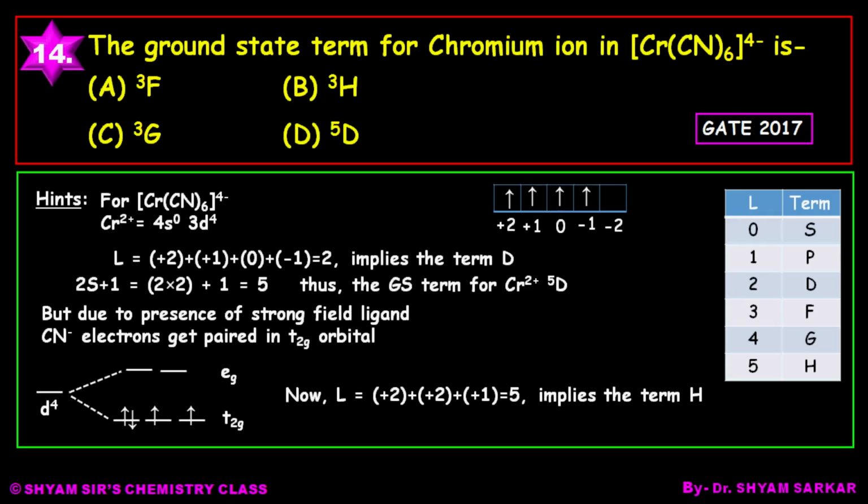Now you have to see the spin multiplicity, total spin multiplicity 2S+1 equal to 3, because here there are 2 unpaired electrons, that means half plus half equal to 1. Now 2S+1 equal to 3. Thus the ground state term symbol for this chromium 2+ ion in this complex is 3H. So option B is the right answer.